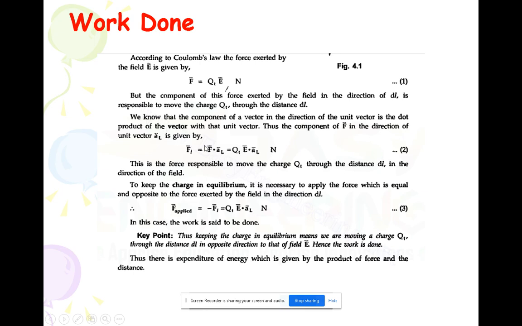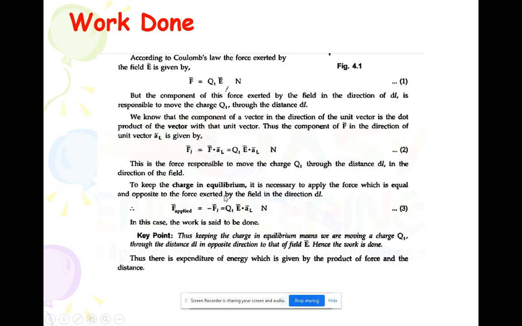Then we substitute the value of F vector, that is Q times E vector. So Q E vector dot unit vector a_L gives the force which is responsible for moving the charge Q through the distance dl in the direction of the field, from one point to another. This is represented by the equation F_L vector equals Q E vector dot a_L vector.